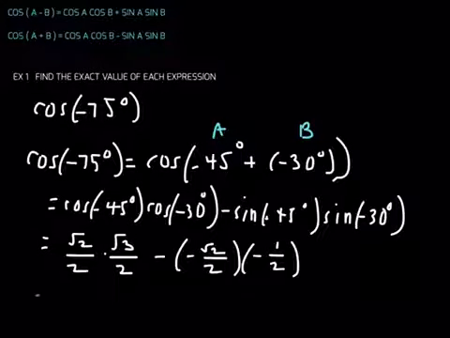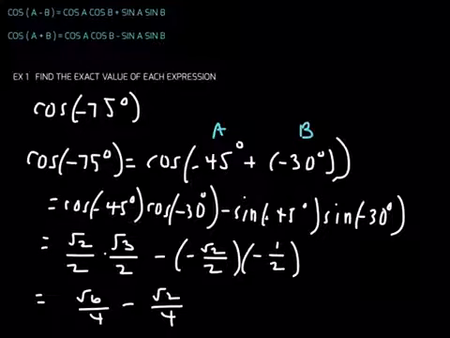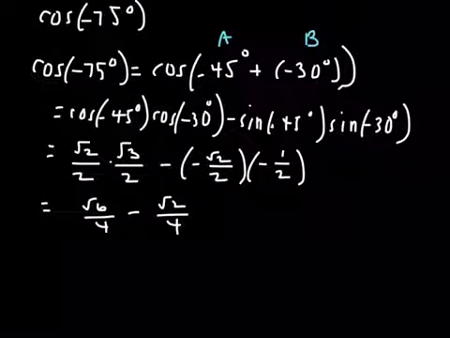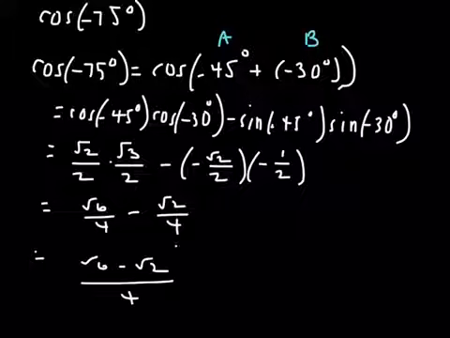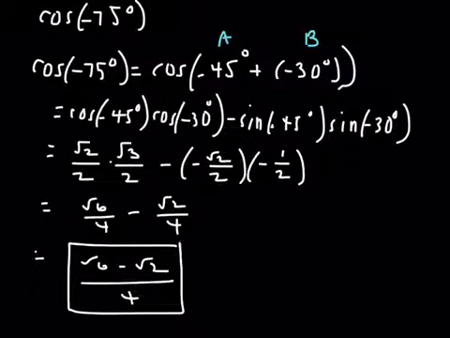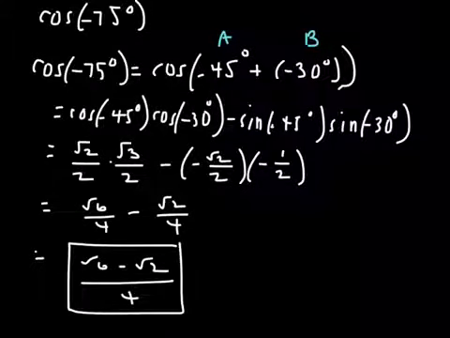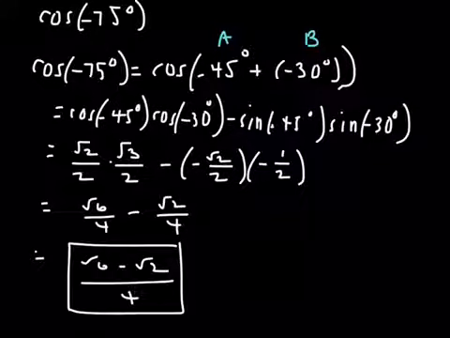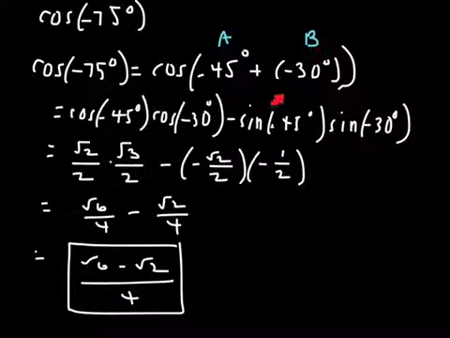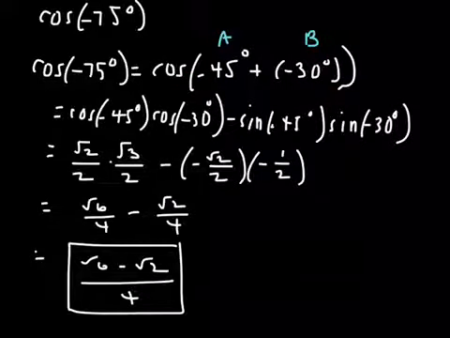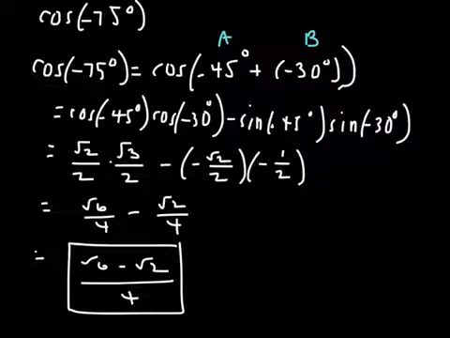So then this is root 6 over 4 minus root 2 over 4, which gives us the final expression value, root 6 minus root 2 all over 4. That's the final value of cosine of negative 75 degrees. Notice that you could have gotten this final answer by rewriting the argument negative 75 degrees differently than I did, but the good news is that we all end up with the same answer. Let's look at another one.